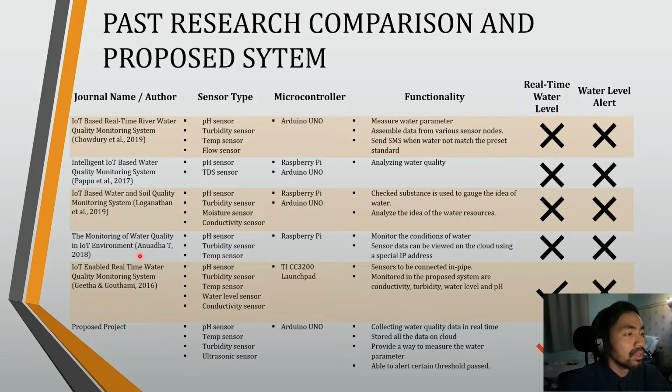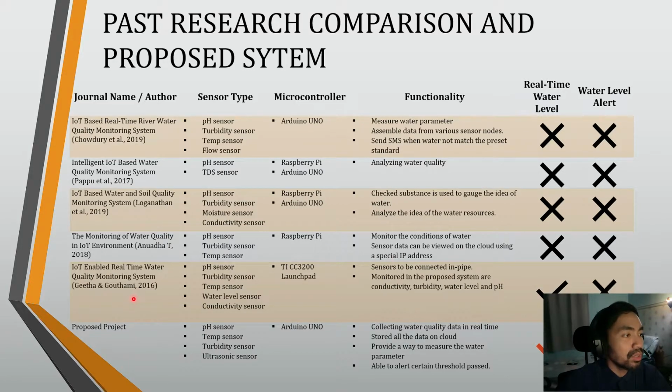The fourth journal is the monitoring of water quality in IoT environment by Anwanda T, 2018. They use 3 types of sensor: pH sensor, turbidity sensor, temperature sensor. They use Raspberry Pi as the microcontroller. The functionality is to monitor the condition of water. Sensor data can be viewed on the cloud using a special IP address.